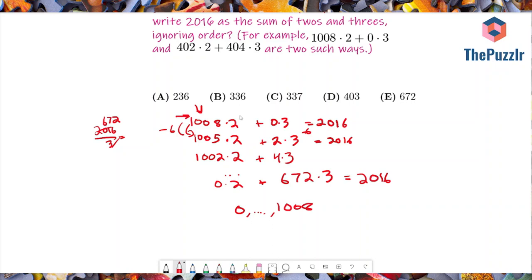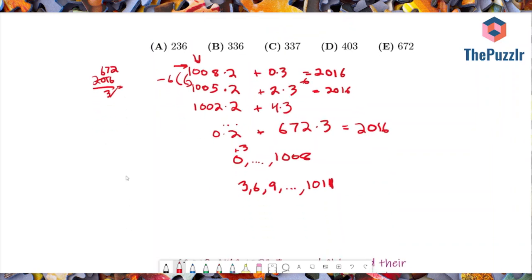Well, to find that, let's first add 3 to all the terms in this list. If you watched our video on our channel about counting numbers in lists, you'll know how to do this type of problem. So if you add 3 to each number in the list, it'll become 3, 6, 9, all the way to 1011.